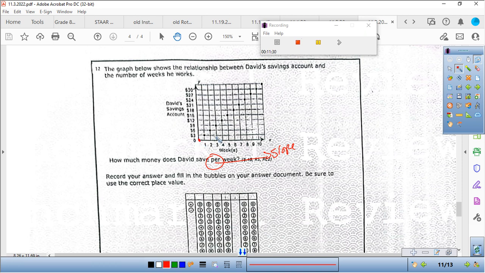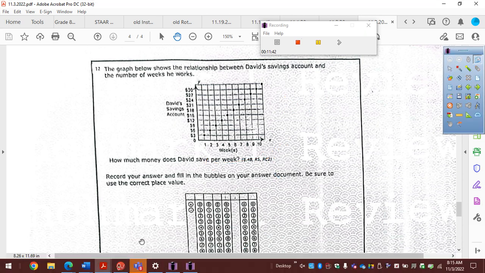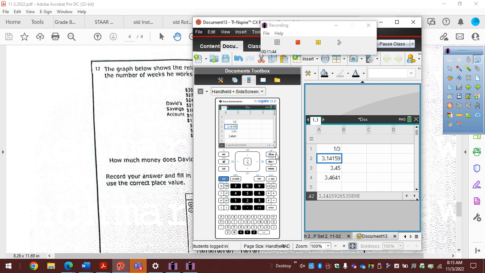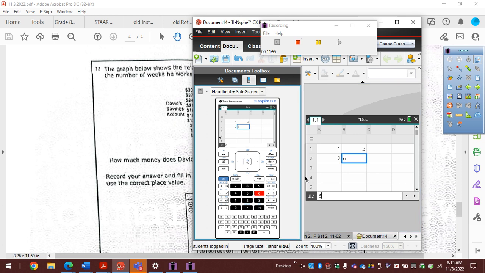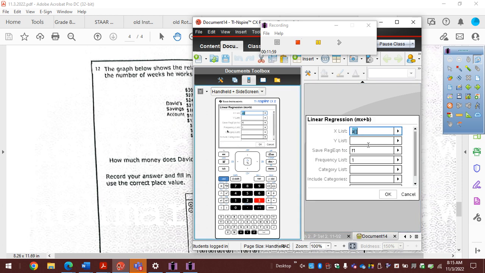Okay, so you can do it two different ways. You can go out here and get two coordinates. I prefer, that's not a coordinate. 1 and 3. And then 2 and 6. So 1 and 3 and 2 and 6. I'm going to go to menu for 1 and 3, and 2 and 6. Okay, menu 4, 1, 3.